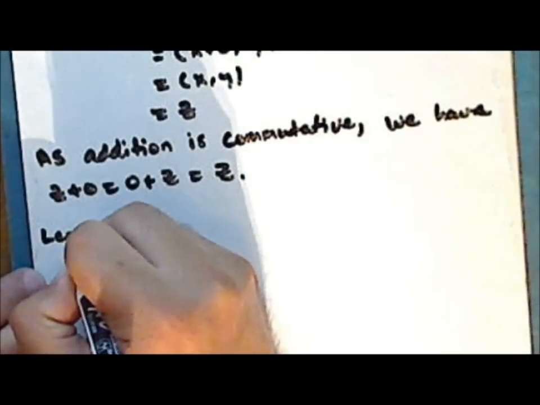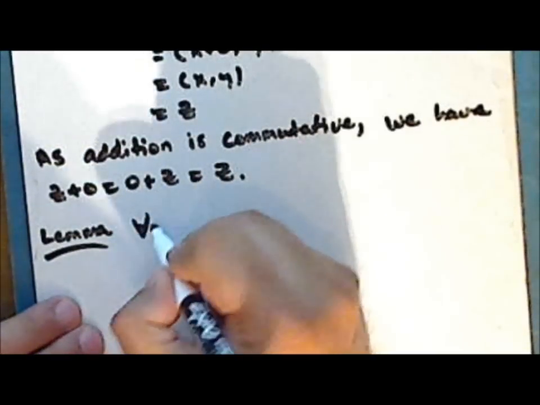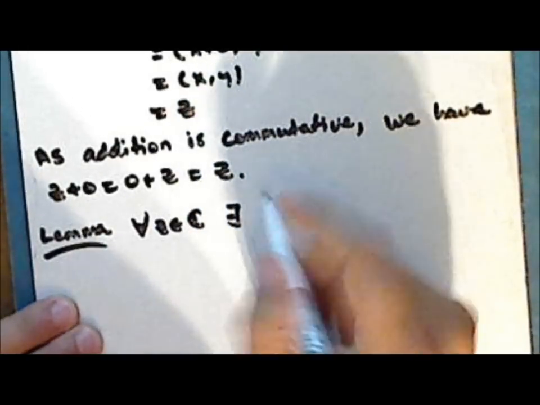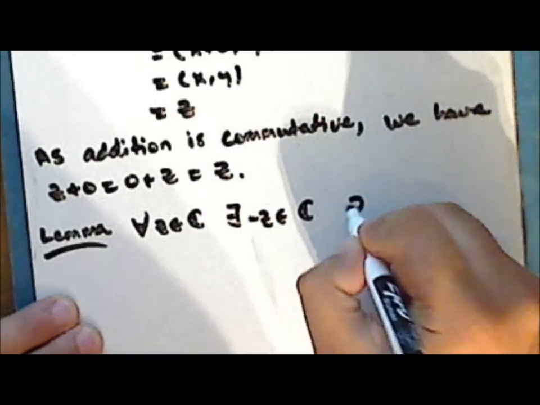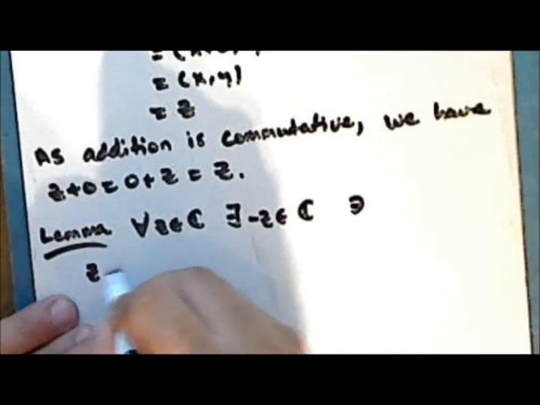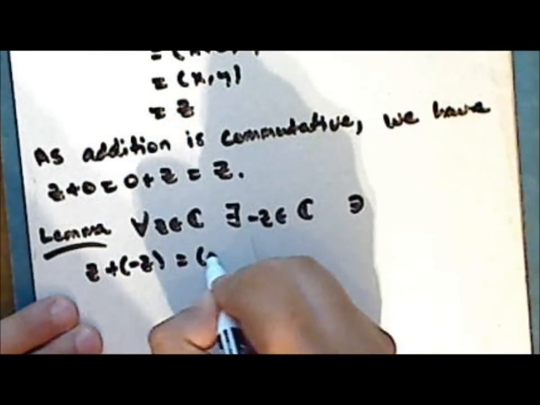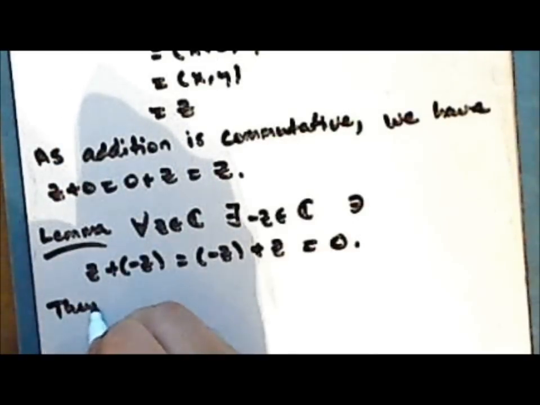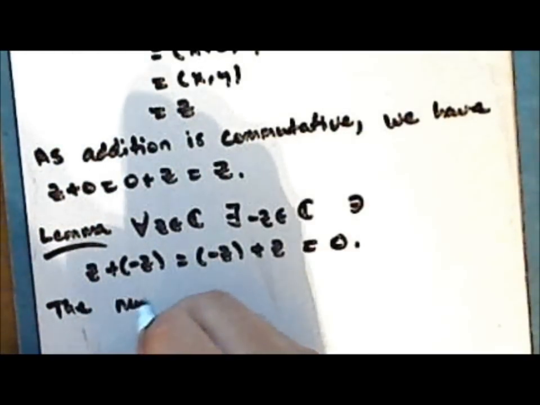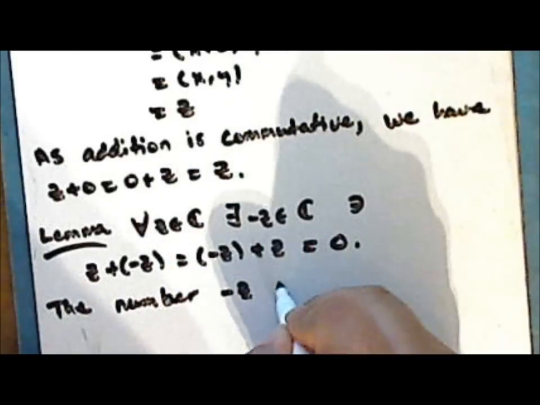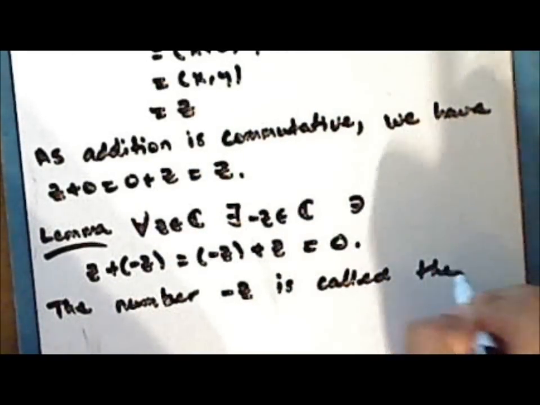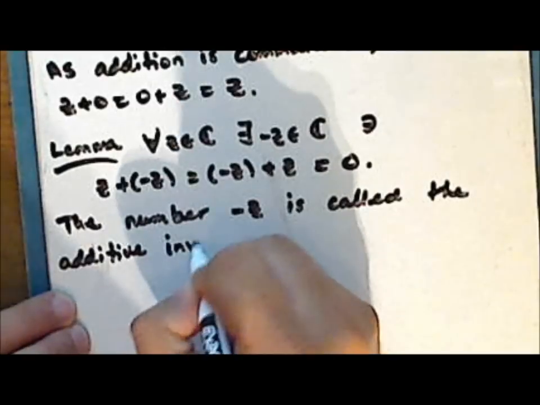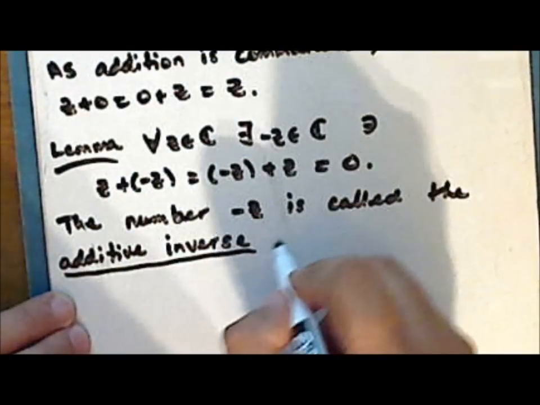So next, new lemma. For every complex number z, there exists the complex number minus z such that z plus minus z is the same as minus z plus z, which is 0. The number minus z is called the additive inverse of the number z.